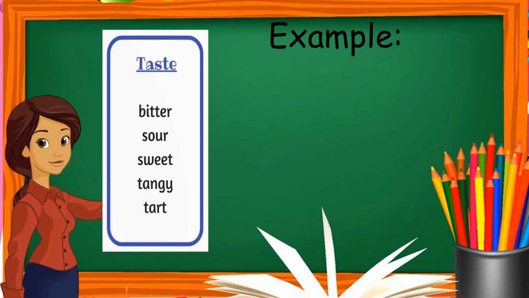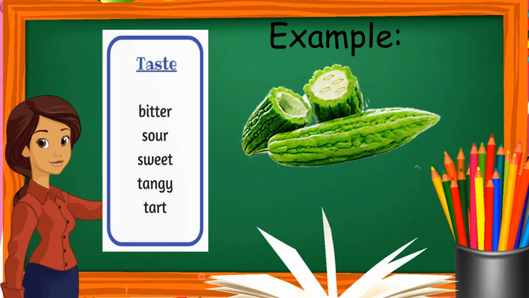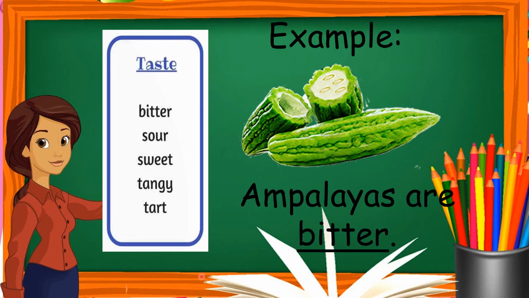Taste. Okay, bitter, sour, sweet, tangy, and tart. Example. You know what this is? Yes, ampalaya. What can you say about ampalaya? Yes, ampalayas are bitter. Pait. The word bitter is the adjective that mentions the taste of the ampalaya. Remember, taste. That's number 4: the color, the size, the shape, the taste, right? Okay, next one.